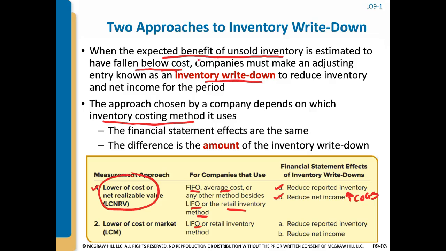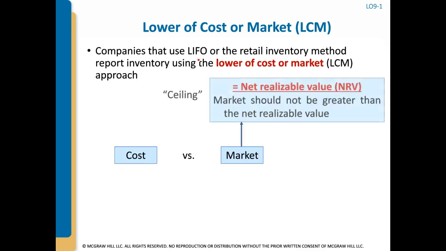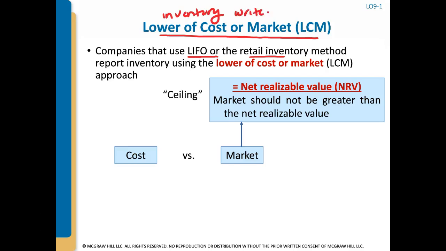If a company is using LIFO or the retail inventory method, then they must use the lower of cost or market, which is what we're going to go through in this video. So again, if they're using LIFO or the retail inventory method, they must use the lower of cost or market. And again, this is to determine if an inventory write down is necessary.